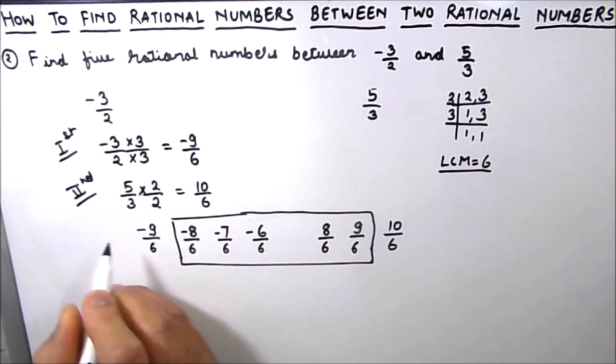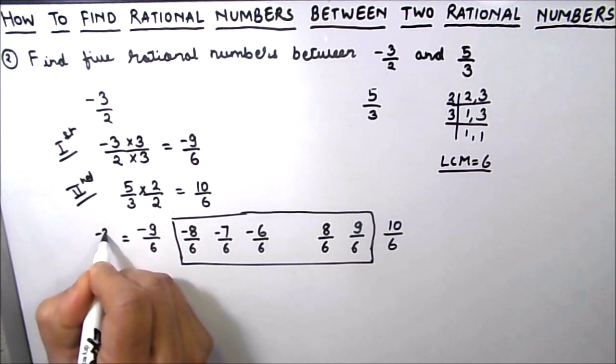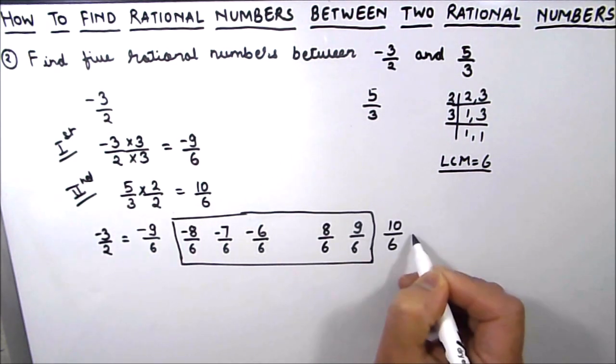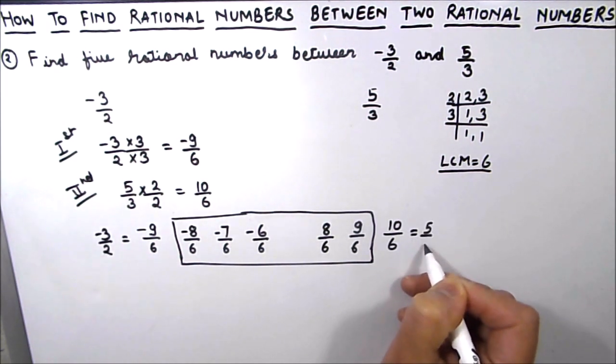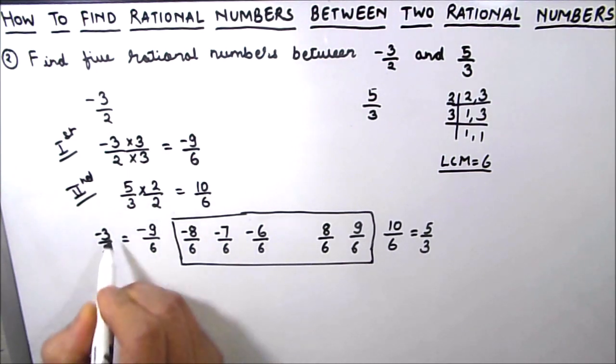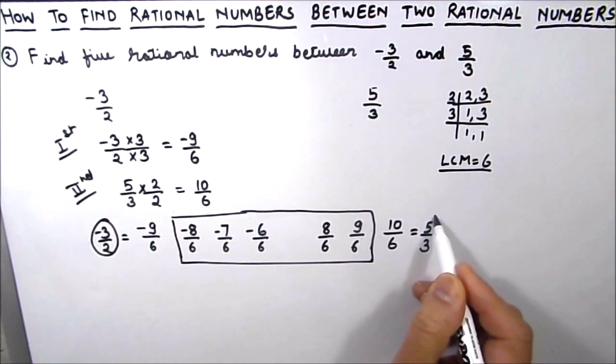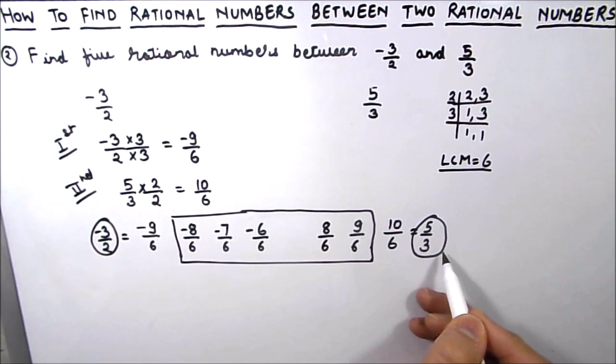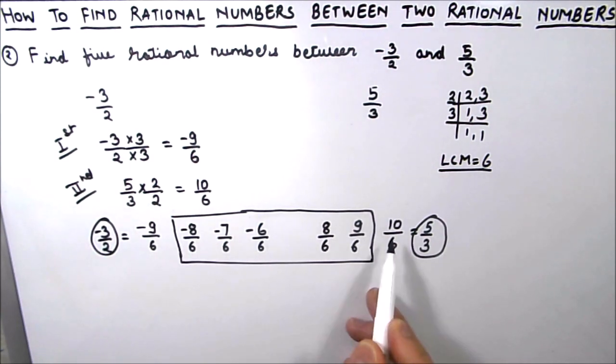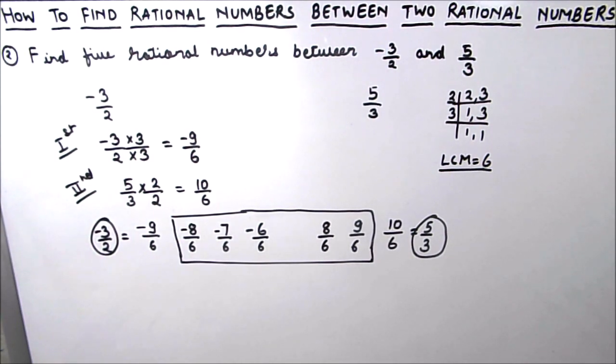This minus 9 by 6 is equal to minus 3 by 2. These are equivalent fractions. And this 10 by 6 is equal to 5 by 3. So the two fractions are minus 3 by 2 and 5 by 3, and 5 rational numbers are written here. So this is how you can find rational numbers in between any two rational numbers.